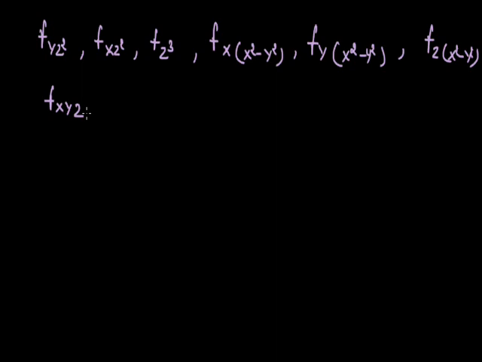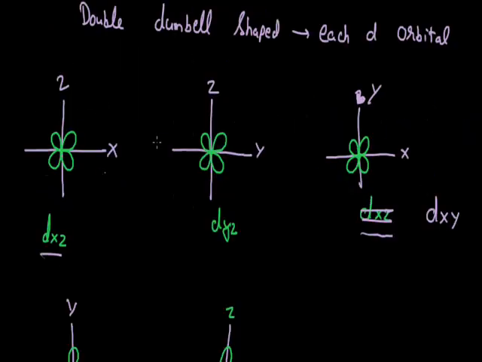So we are not going to talk about the geometry of these orbitals. You can simply learn that these are of complicated geometry. So that is about the magnetic quantum number.